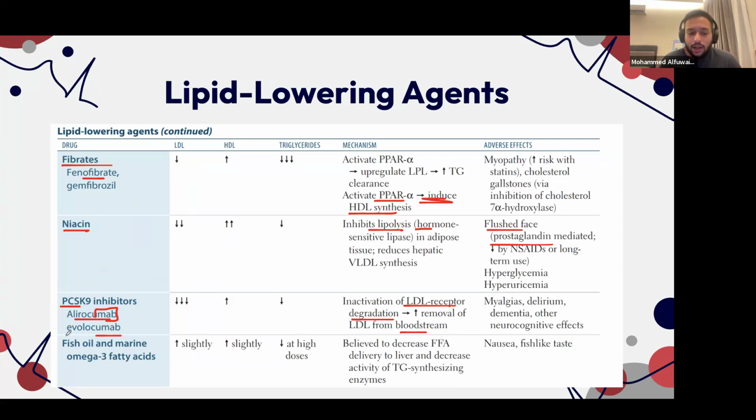Okay, now other not medications, but usually supplements that you can give is fish oil or omega-3. Still studies are being done on it, so it's not really that known what it can do. But these are the main lipid-lowering agents. Remember the mechanism of action, and very important, some of these side effects. These are very important side effects, okay?